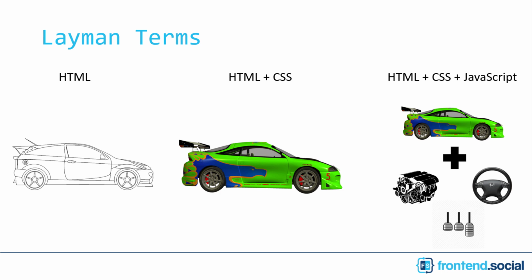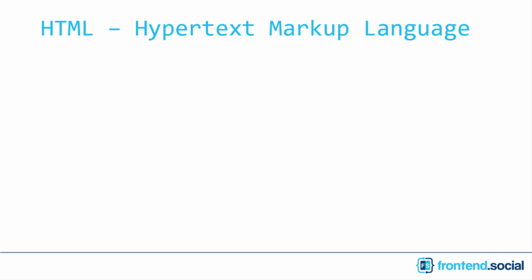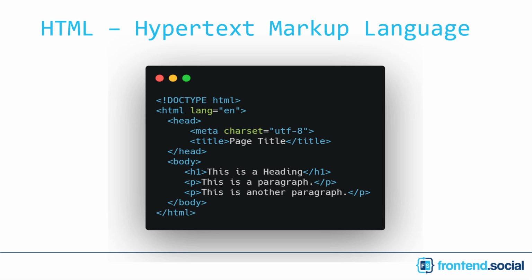Now we will understand HTML, CSS and JavaScript in a more technical way. HTML, Hypertext Markup Language. If you look at HTML, you will see that it looks kind of similar to XML, but some terminology varies. So let's look at it. A node start can be termed an element or tag. Here, html, head, meta, title, body, h1, p are tags.